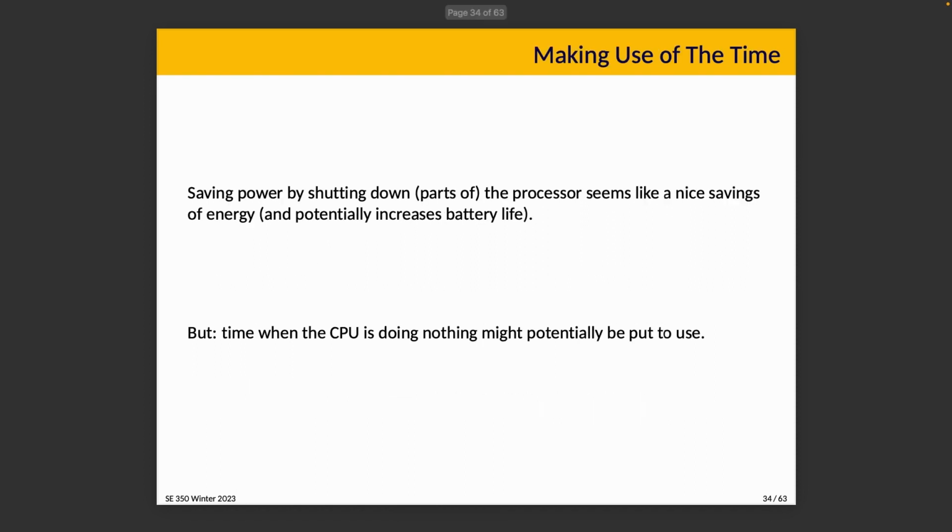And of course, saving power by shutting down parts of the processor seems like a nice savings of energy and potentially increases the battery life of your device. So in a lot of circumstances, you want that. But on the other hand, time when the CPU is not doing anything might potentially be put to use somehow. Are there chores that the operating system could be doing? Could we be collecting or compiling some statistical data? Could we do some work cleaning up disk storage? All of those things are opportunities to make use of what is otherwise dead time.